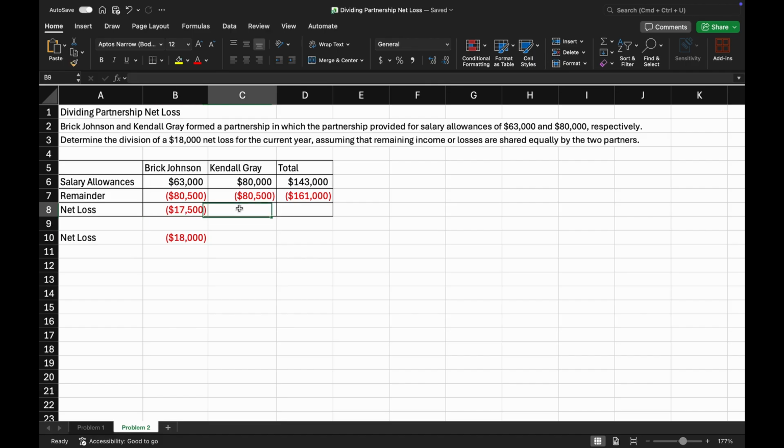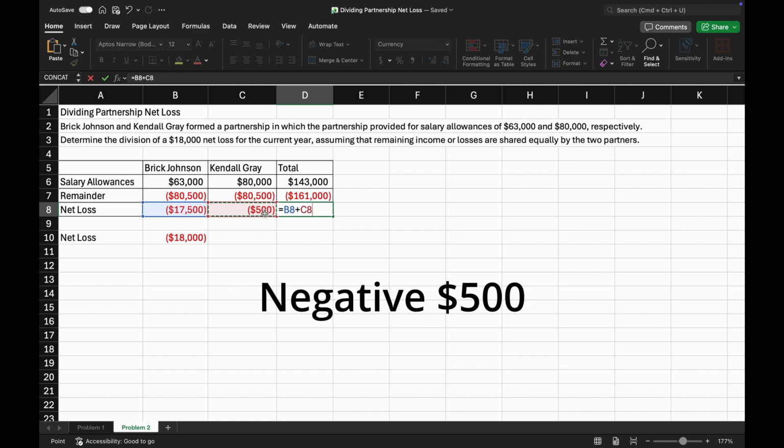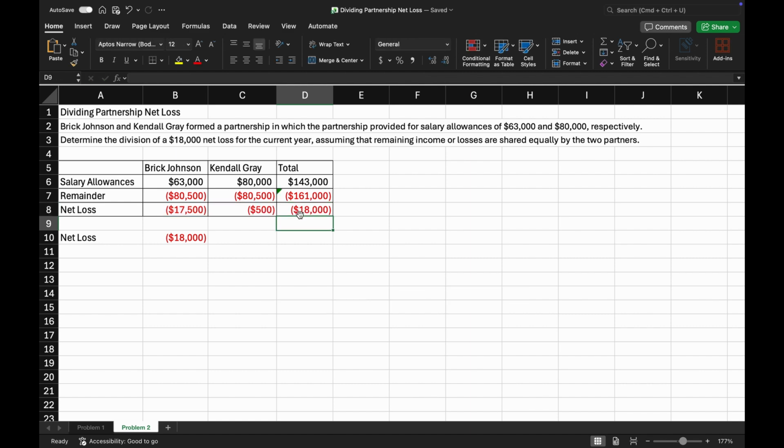For Brick, negative $80,500 plus $63,000 comes out to negative $17,500 for the loss that he must burden. For Kendall, negative $80,500 plus $80,000 comes out to a loss of $500 that he must burden. Now adding those up, negative $17,500 plus $500 comes out to a net loss of negative $18,000, which matches the net loss in the problem.